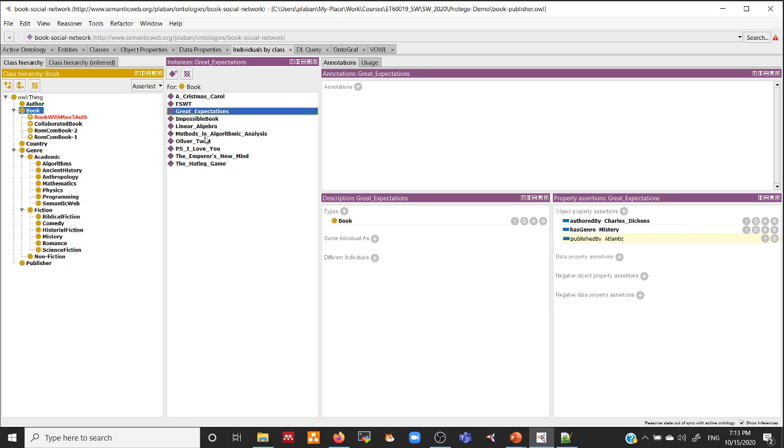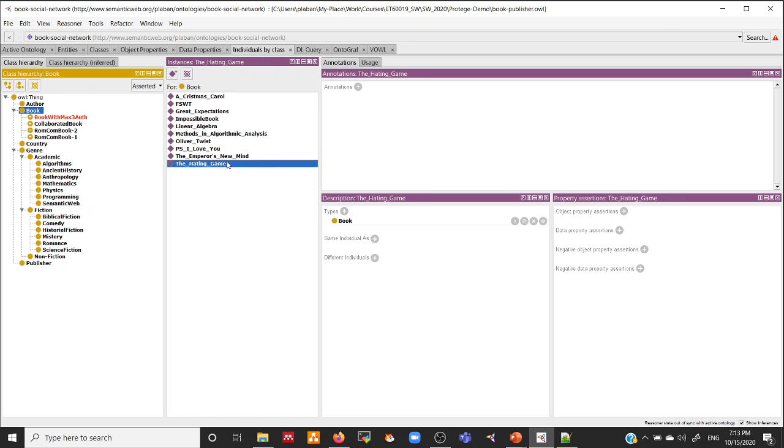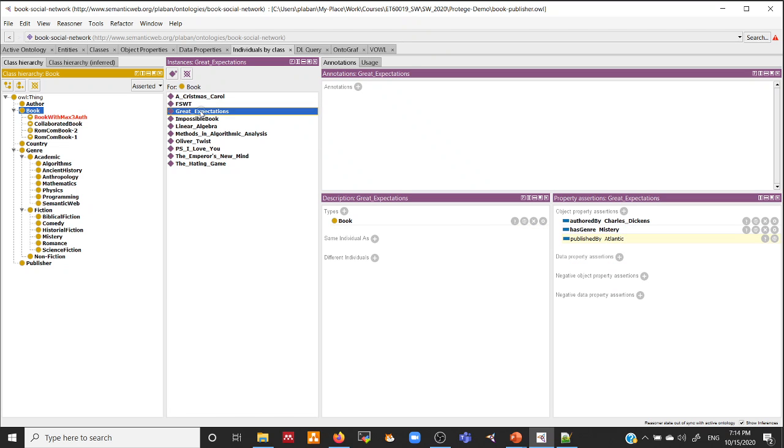Let us take Oliver Twist. It is also authored by Charles Dickens. For Emperor's New Mind, we do not have any author. For Enigma Game, we do not have any data about this. So at least we have some books which have values for authored by. And we know that FSWT, Great Expectations, or Oliver Twist should come as our output. Let us see whether we have that kind of scenario or not.